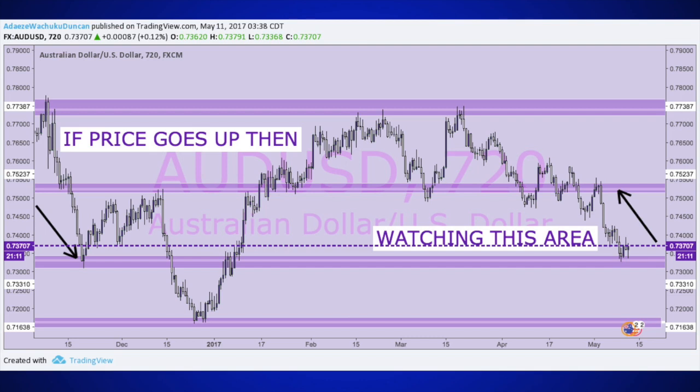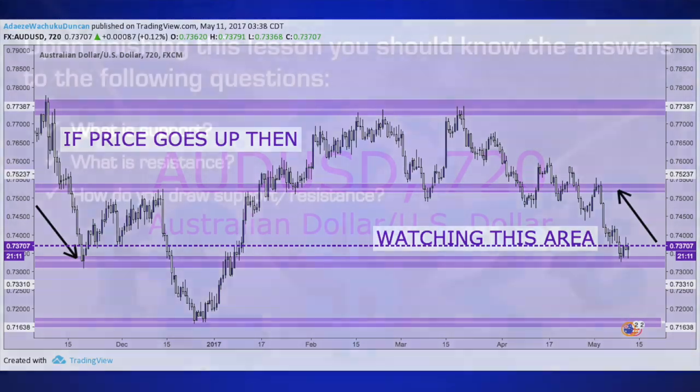Okay, also keep in mind that if price is above that area, then you want to be more partial to looking for buys. If price is below, then you want to be more partial to looking for sells.